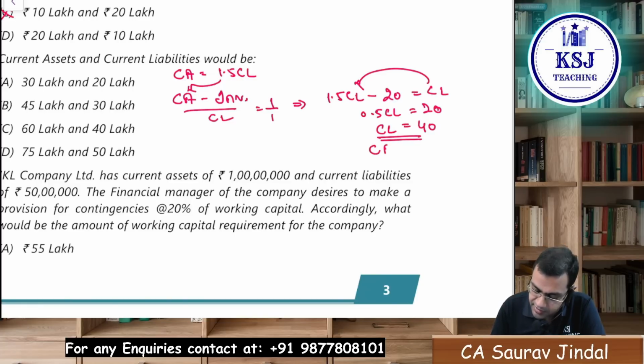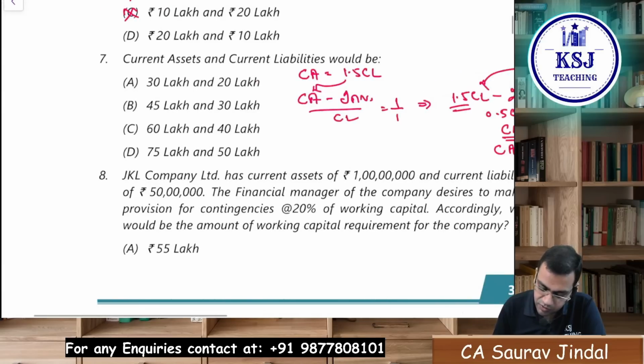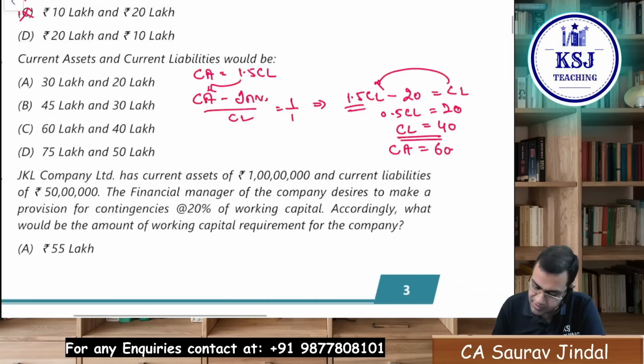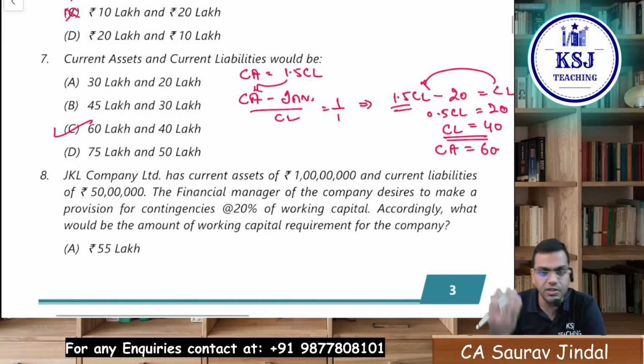What will be the current assets? Current assets will be 60. That is 1.5 CL. So current asset is 60 and current liability is 40, option number C. Extremely easy.